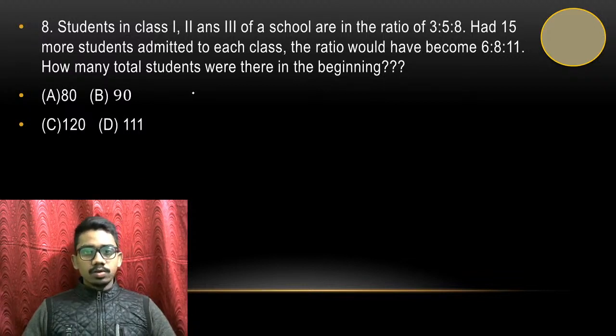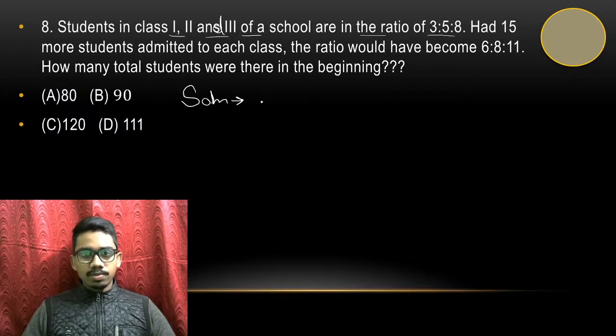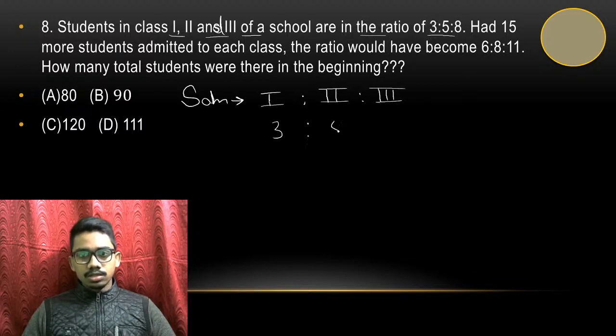Okay, let's see the solution. See, students in class 1, 2 and 3 of a school are in ratio of 3 ratio 5 ratio 8, and had 15 more students been admitted to each class, the ratio would have been 6 ratio 8 ratio 11.